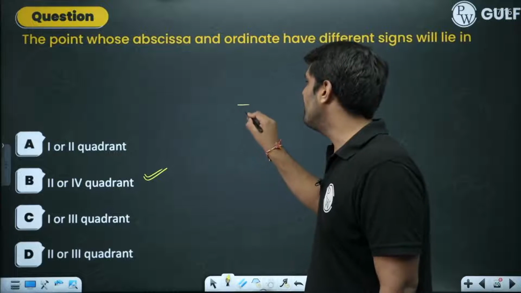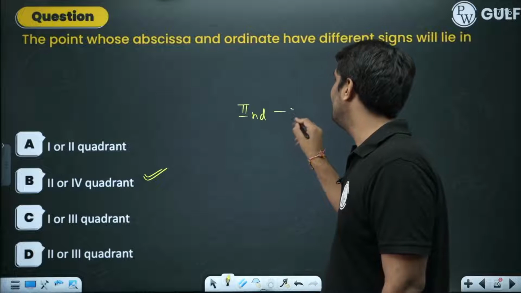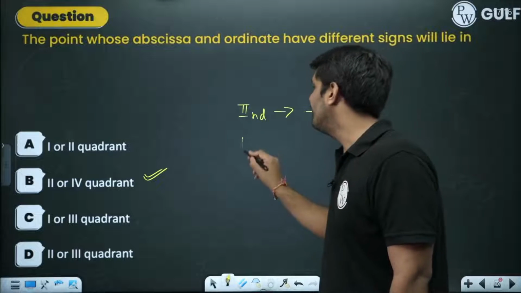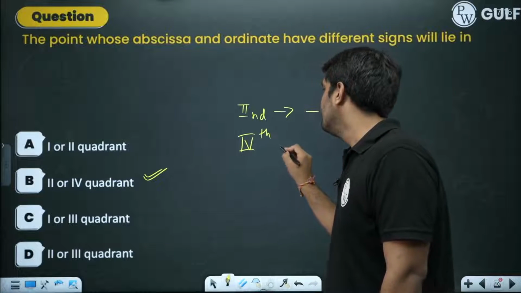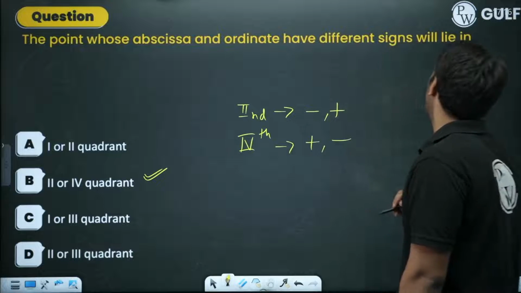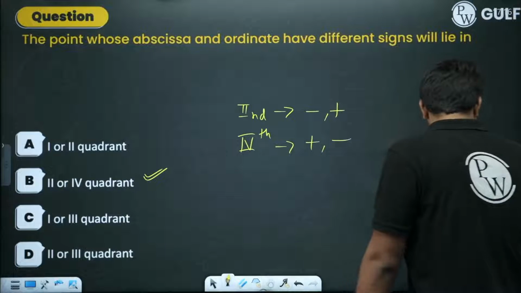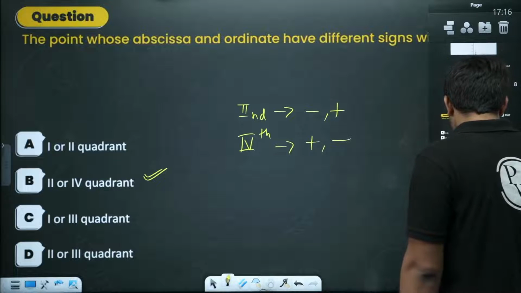The second one will be having what? The second one will be having negative comma positive, and the fourth one will be having what? It will be having positive comma negative, and that is what we have to remember over here. So these are the basics over here, very simple.